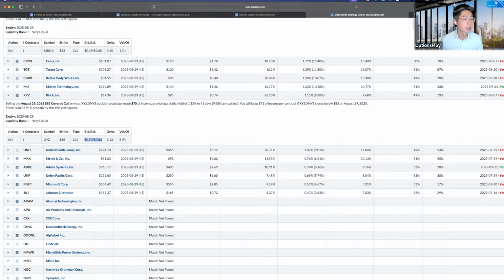This is a question that I get a lot from retail traders, but I can't tell you enough how volume and open interest is not a good gauge for liquidity. The bid-ask spread is a much better one.